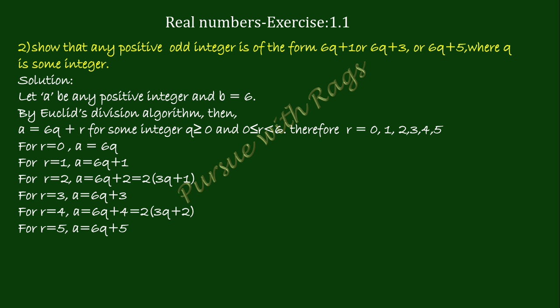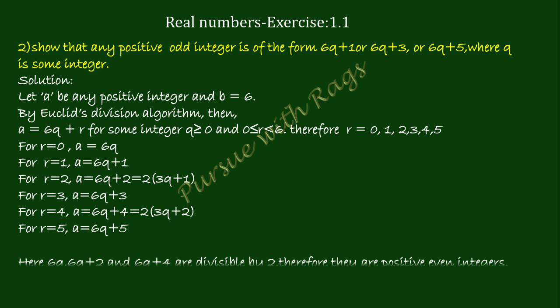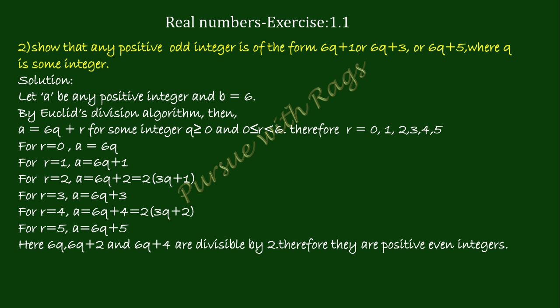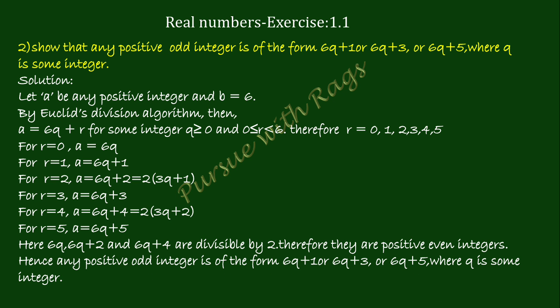So overall we can tell that 6q plus 2 and 6q plus 4 are divisible by 2. Therefore they are positive even integers. And the numbers which are not divisible by 2, that is 6q plus 1, 6q plus 3 and 6q plus 5, are odd integers. So basically we can tell any positive odd integer is of the form 6q plus 1 or 6q plus 3 or 6q plus 5 where q is some integer.